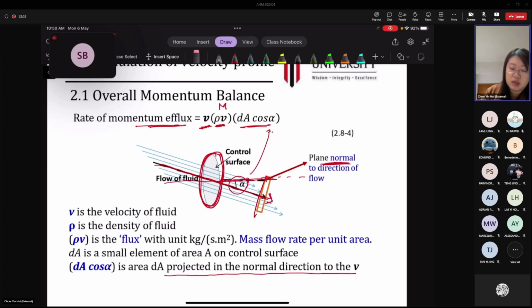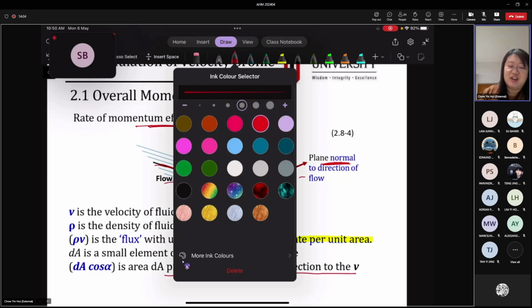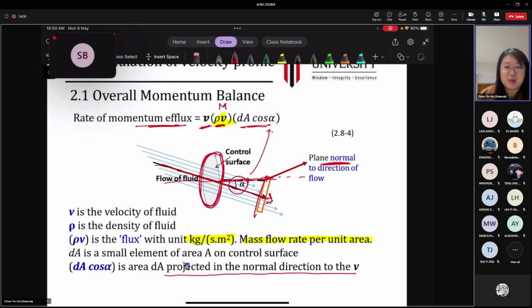This term, density multiplied by velocity, ρv, is also known as the mass flow rate per unit area. It has the same unit as what you learned in mass transfer. So what I described at the moment, don't panic.